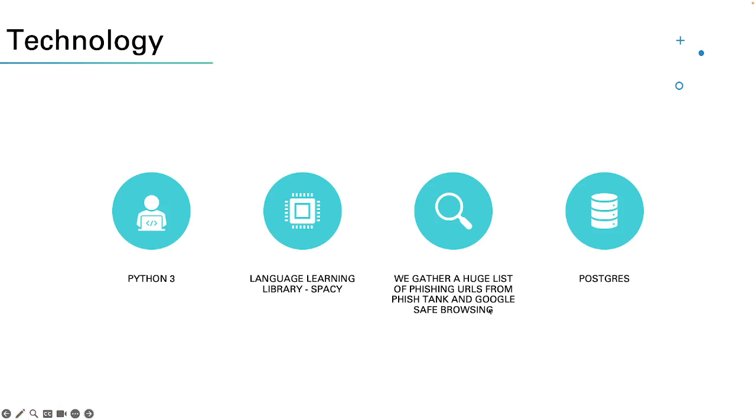We gather a huge list of phishing URLs from PhishTank and Google Safe Browsing, and we use Postgres to store the huge database of phishing URLs.